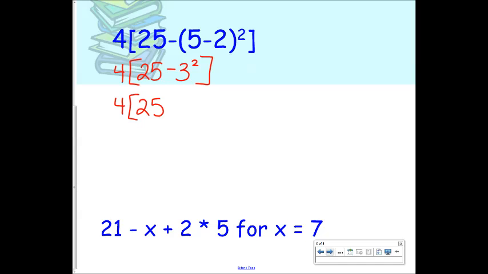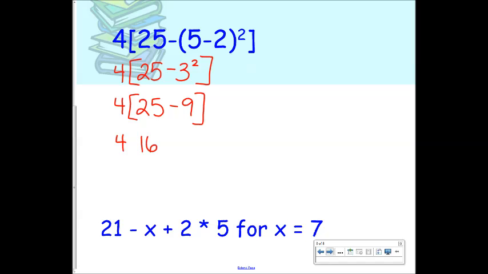Minus. Why is it still minus? It's not in parentheses as a negative. Good. Okay, so now I subtract because it's inside the brackets. So I'm going to have 4. What's 25 minus 9? What is it? What? 16, right?